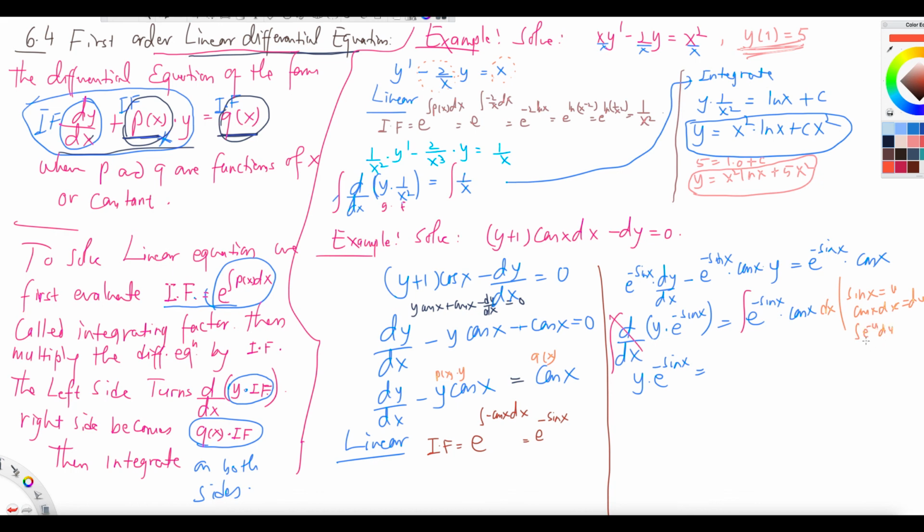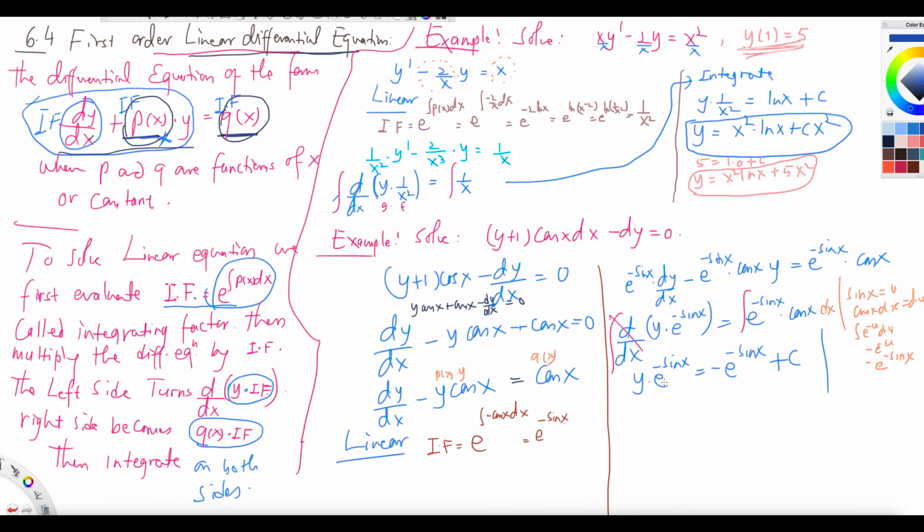So what is the integral of e to the negative u? Negative e to the negative u. That is negative e to the negative sine x, and that's what you get on the right side. So let me write down negative e to the negative sine x, and then plus c, because we always add plus c when we integrate. Now you want to solve for y, though. So how do I do that?